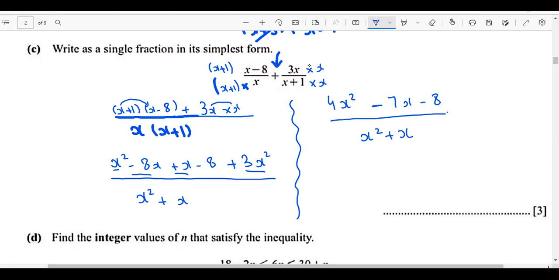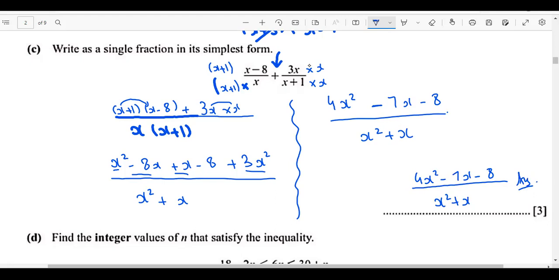Now, once you're done till here, you can think about factorizing the numerator again, and it could be that you are able to simplify this because it says simplest form. But since it is just a 3-mark question and we already did so much, this is going to be the answer. If I check the marking scheme, yes, they also have the same answer. So the answer would be 4x squared minus 7x minus 8, divided by x squared plus x. This is going to be the answer.